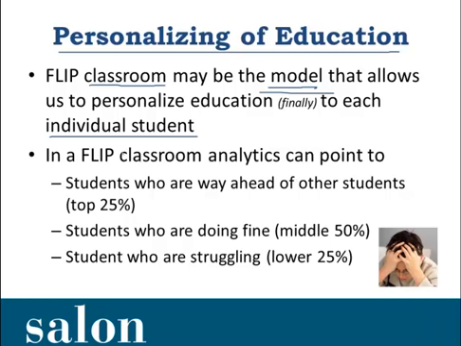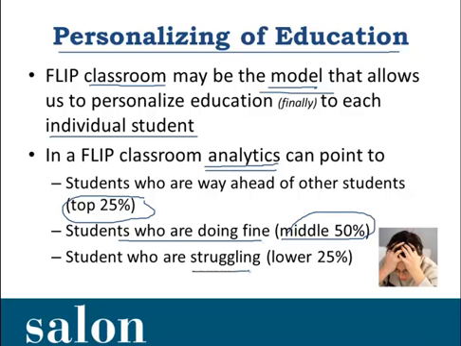So because in a flipped classroom, the analytics that we will talk about in Unit 3 of this course can point to students who are way ahead of other students, like who are the top 25% students. What sort of analytics can point to those students? Who are the middle 50% students? The students who are doing fine. I mean, these students will do fine even if you don't flip your classroom, because they are going to be just learning enough to pass your course. But you still don't know whether they really understand all the material that you want them to understand.